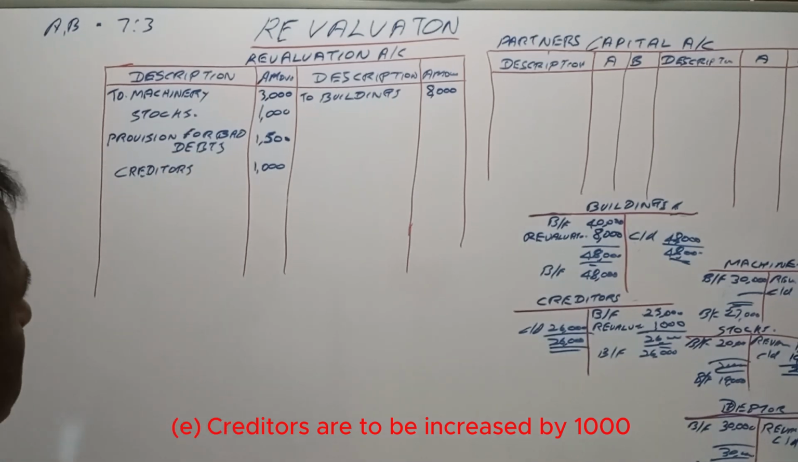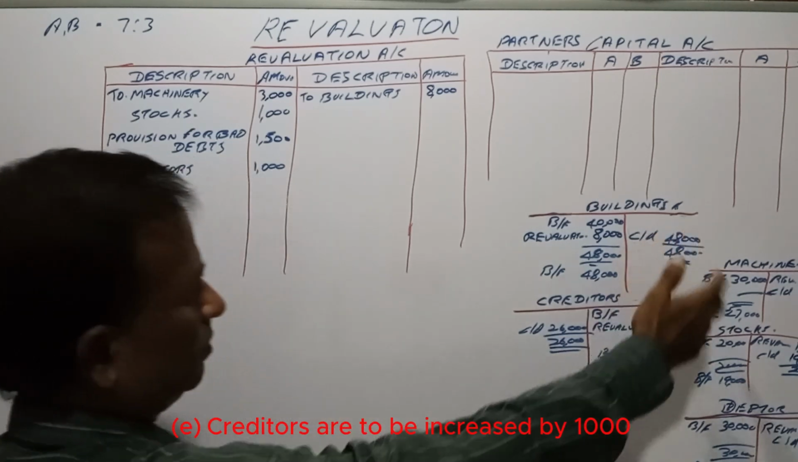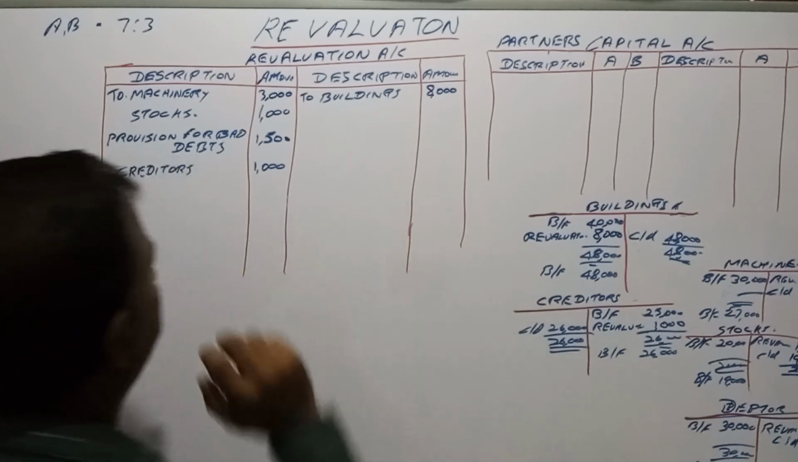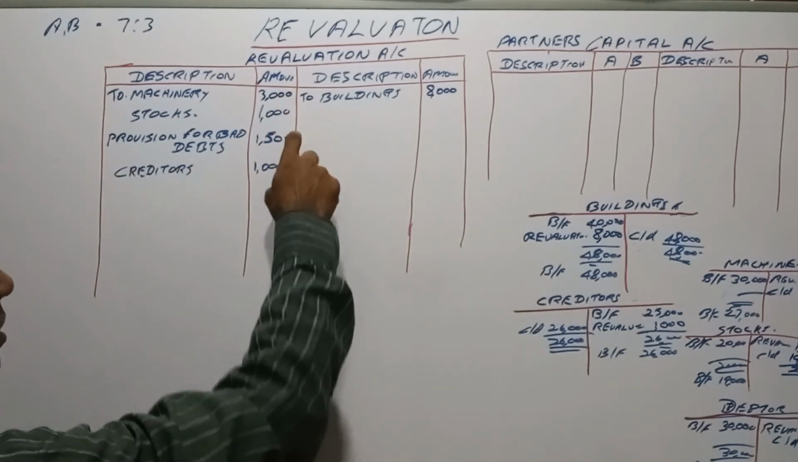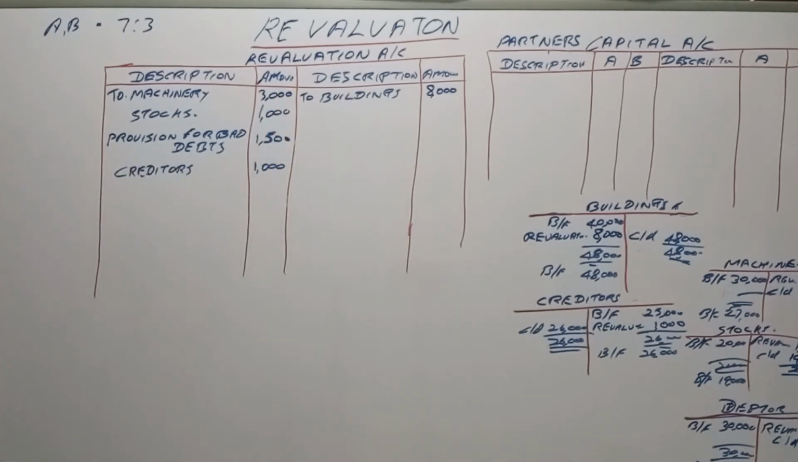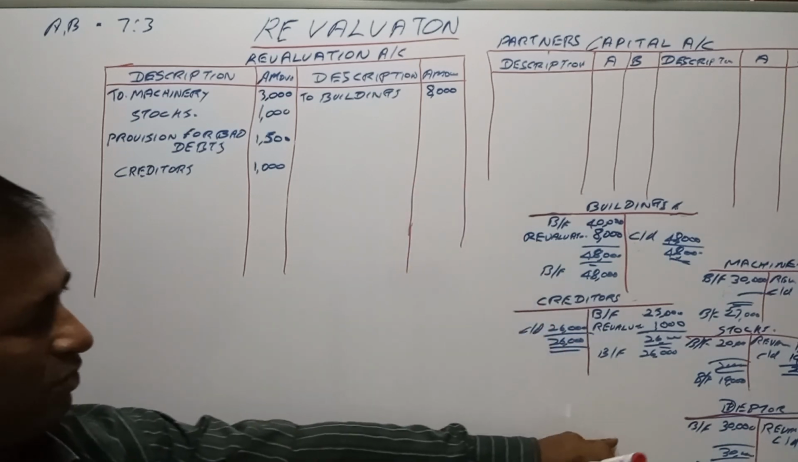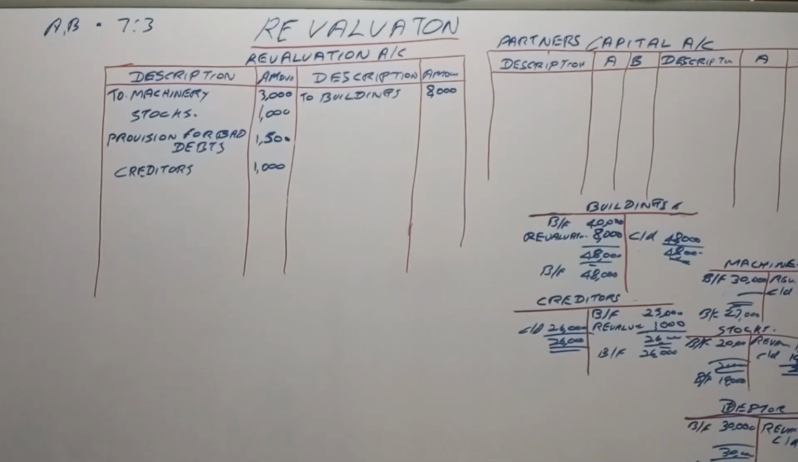Right? Increased by 1,000. This is the last adjustment. 1, 2, 3, 4, 5. Five adjustments we have done. For all the adjustments, I have given the T accounts for you to understand.